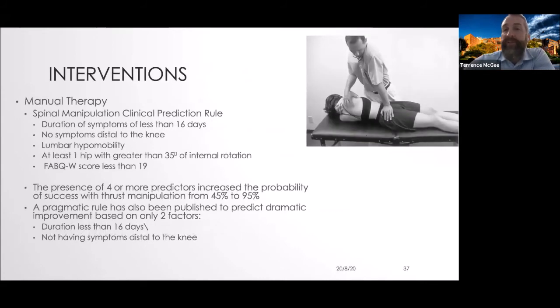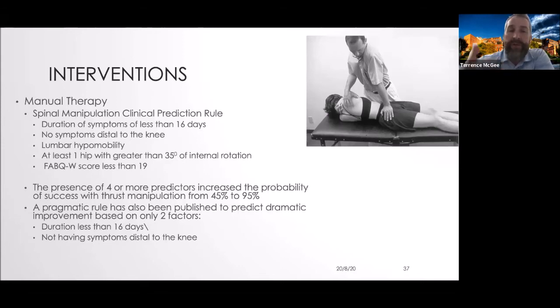So with mobility deficits, this is where we're going to jump in and we can be, I don't want to say aggressive, but we can really try to impart quick change by utilizing a high velocity, low amplitude thrust. In this study by Flynn et al., this is the one I was talking about earlier, the variables were duration of symptoms of less than 16 days, no symptoms distal to the knee, lumbar hypermobility, ruling out hip, and then the fear avoidance belief questionnaire of less than 19.